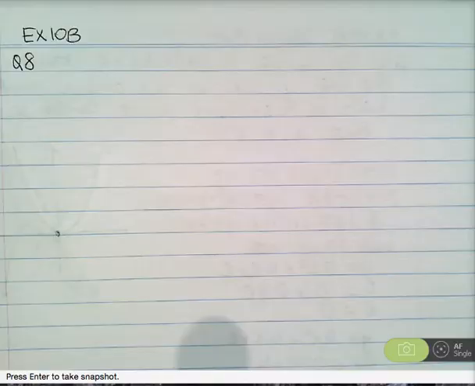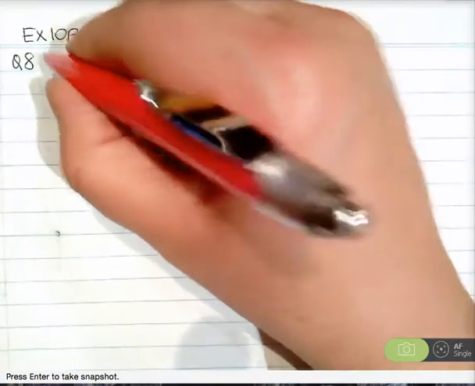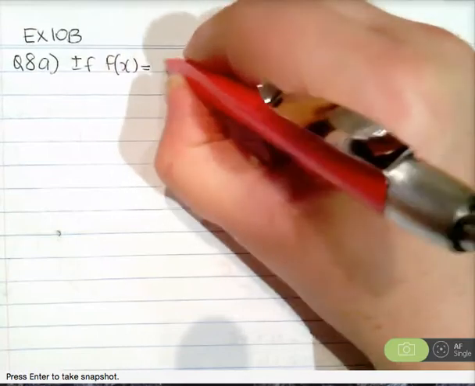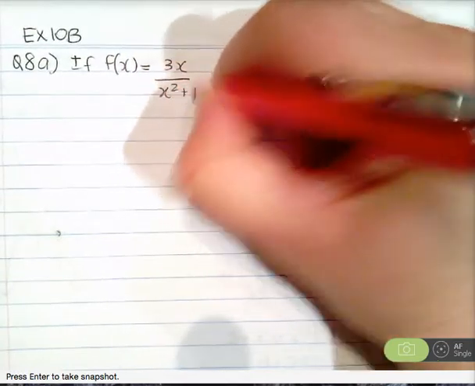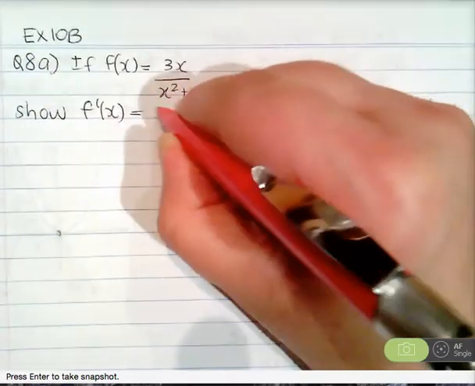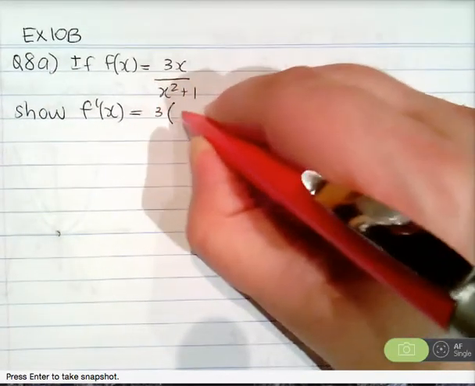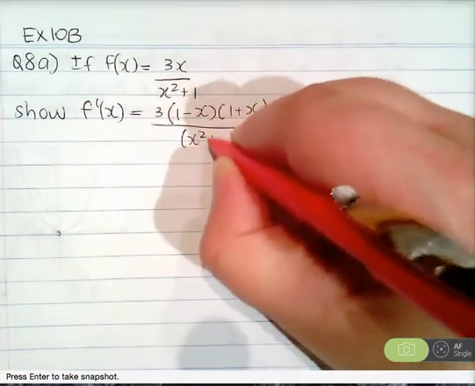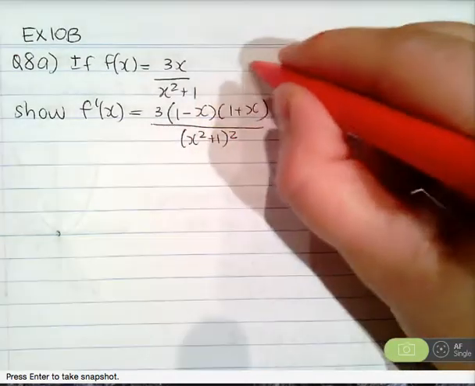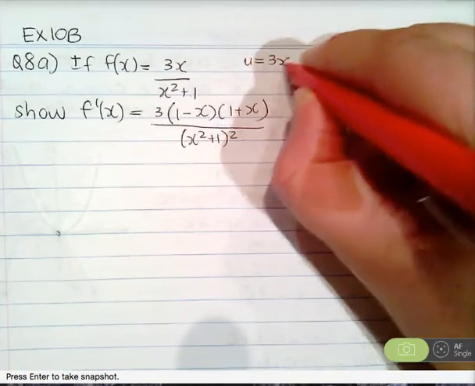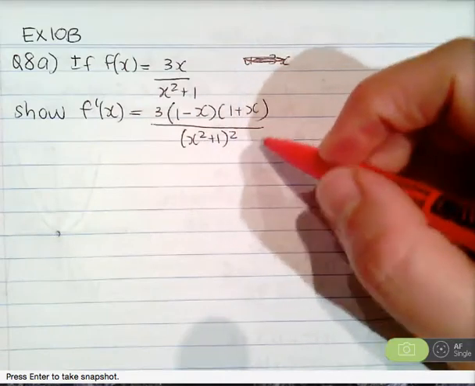10B is another one, and it says, part A, if f of x is equal to 3x over x squared plus 1, you're supposed to show that f dashed x is 3 bracket 1 minus x times 1 plus x over x squared plus 1 squared. Now, you would obviously use the quotient rule for that. I'm not going to do it, but that's how you would do it for part A, and I'm sure you'll be able to do that, okay?